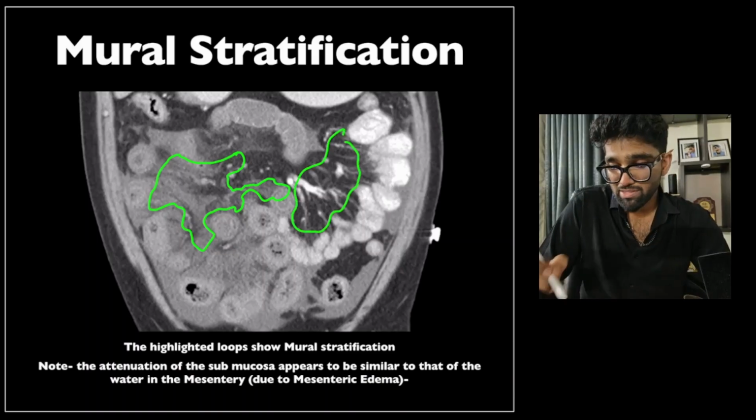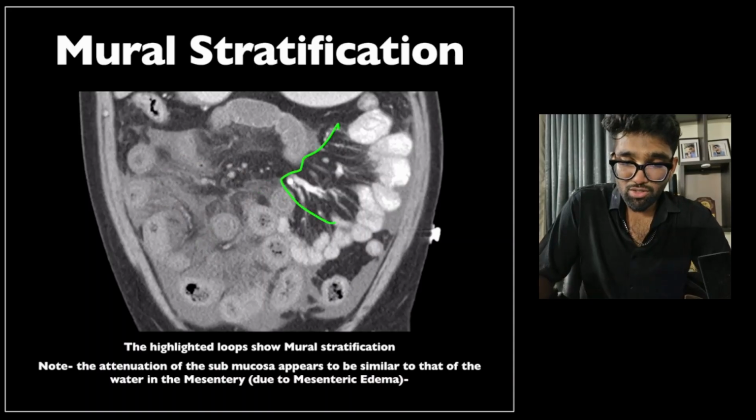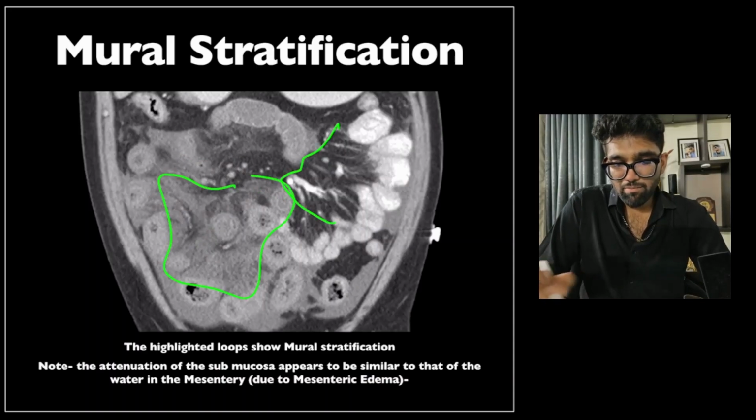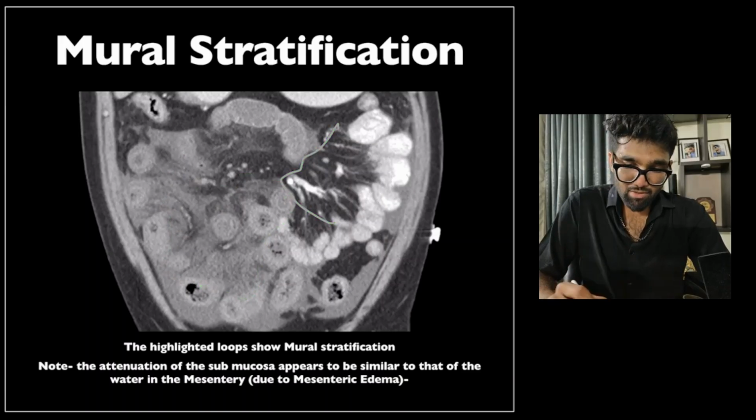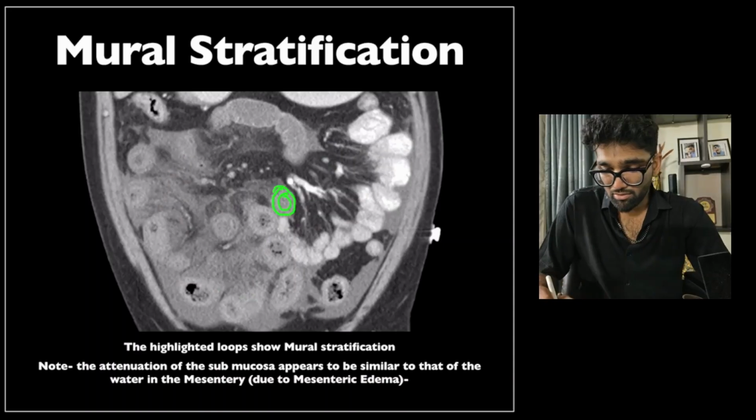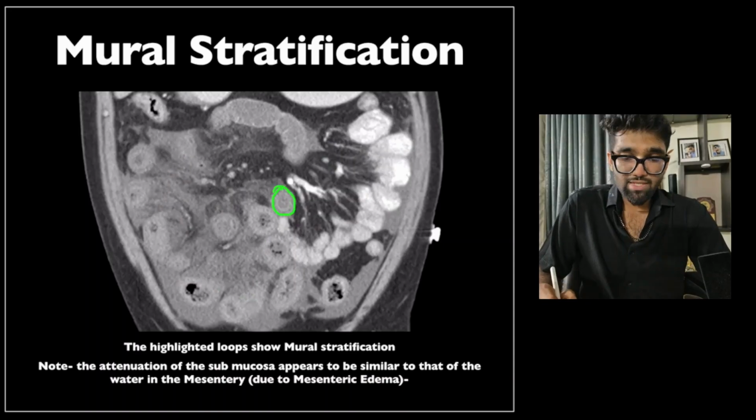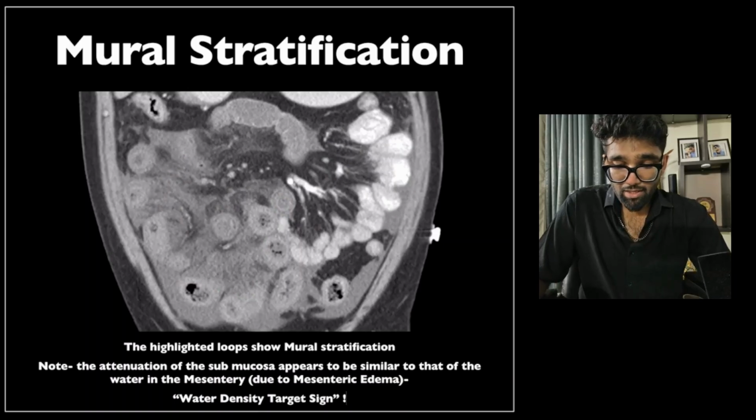Okay, so the normal mesentery contains a lot of fat but no water. Because of that, fat being darker than water has this attenuation. This mesentery appears edematous. There's a lot of inflammatory fluid there. And the attenuation of the wall in those lumen, for example in this particular stratified lumen of the intestine, is similar to that in the mesentery because both of them contain water. So this is what we call the water density sign, target sign.